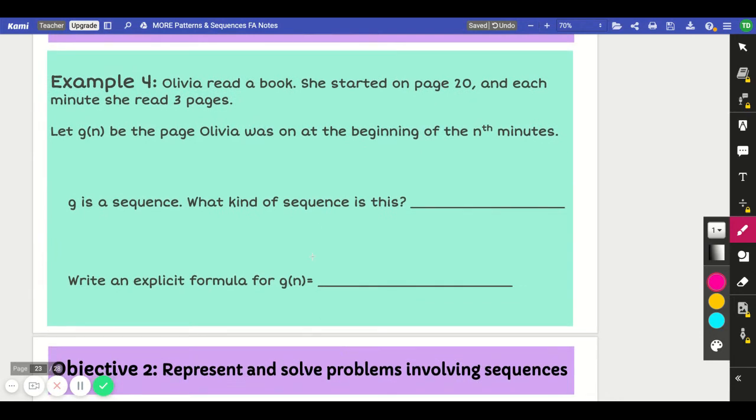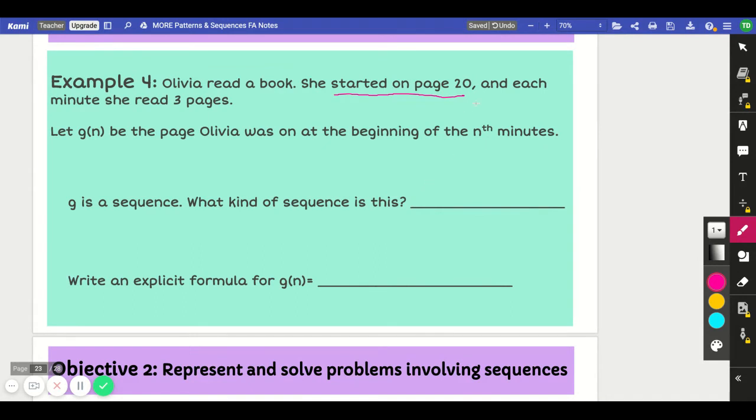Okay, let's look at this example. Olivia read a book. She started on page 20, and each minute she read 3 pages. Okay, so let G of n be the page Olivia was on at the beginning of the nth minute. What kind of sequence is this going to be?